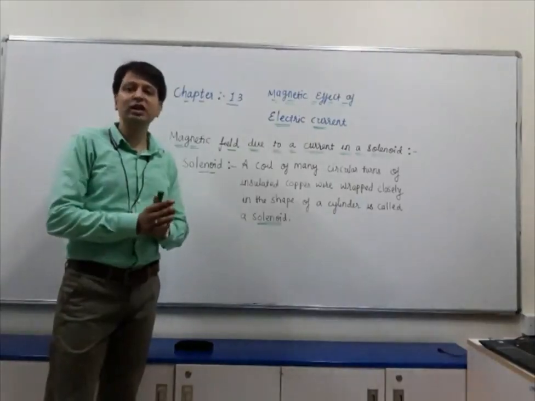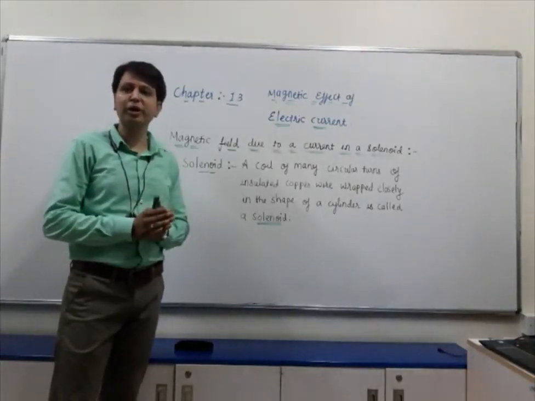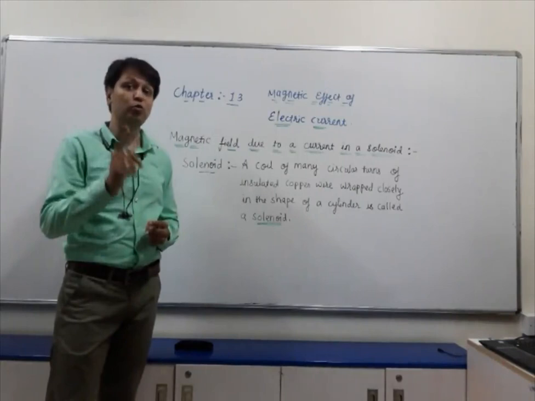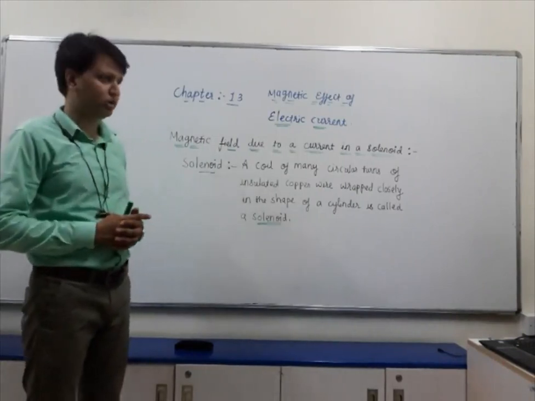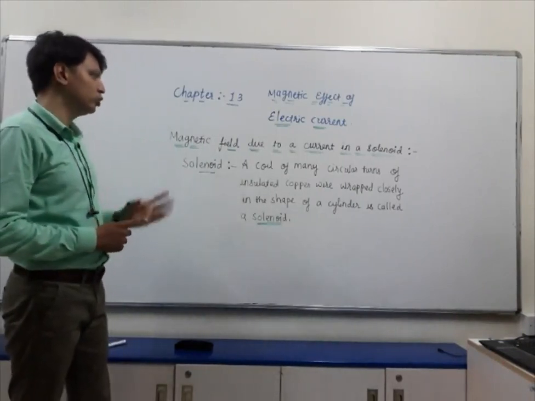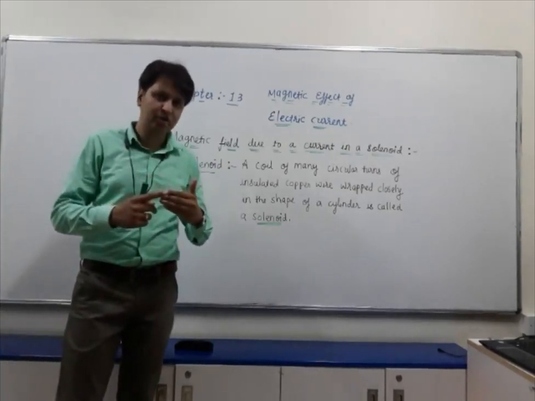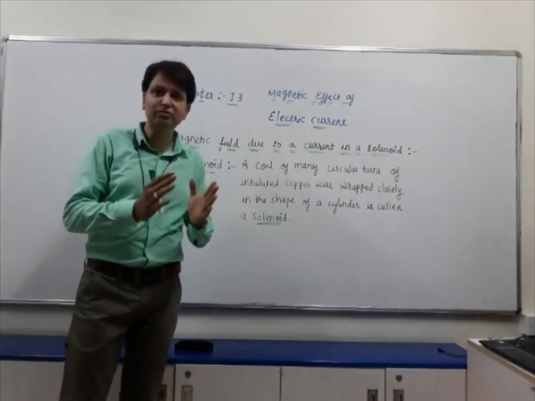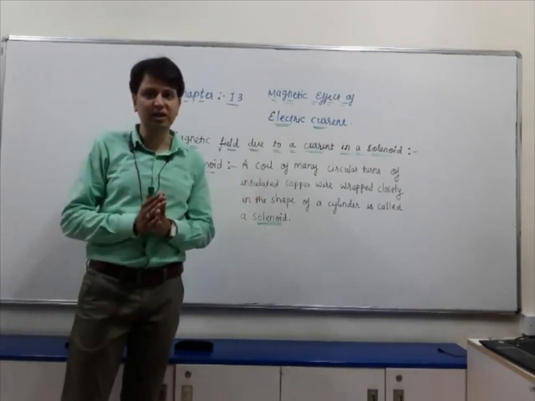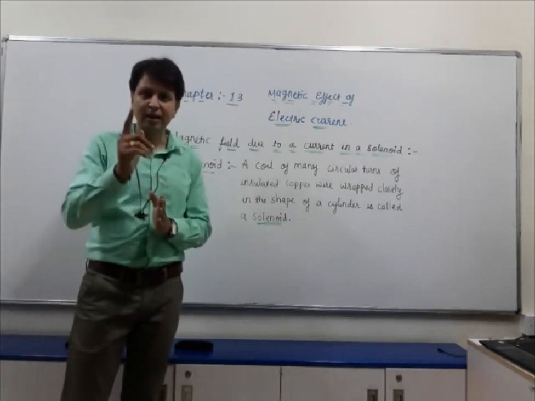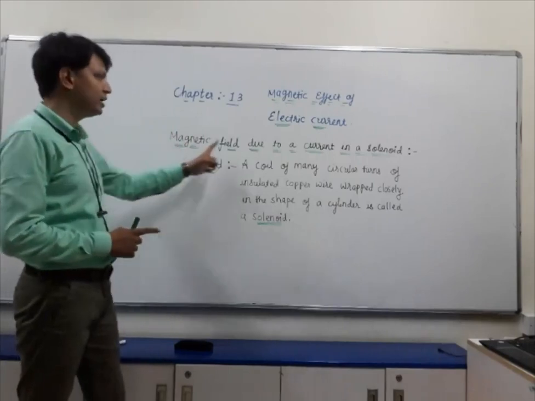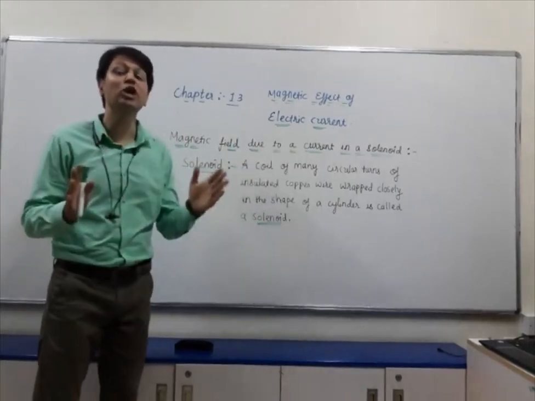Students, as we earlier learned about the magnetic field produced due to a circular loop when current was passed through it, now we are going to consider n number of turns. So n number of turns add up to give more magnetic field with more strength. Let us talk about magnetic field due to a current in a solenoid.